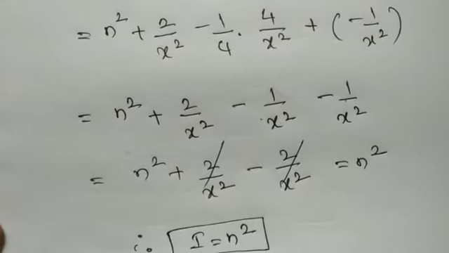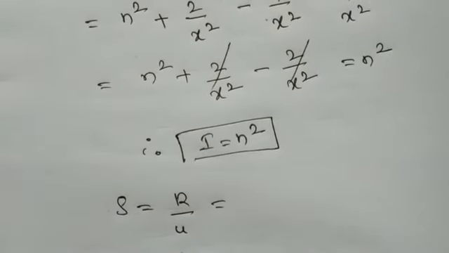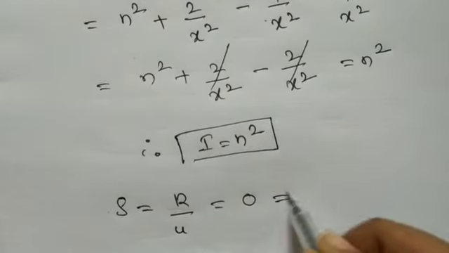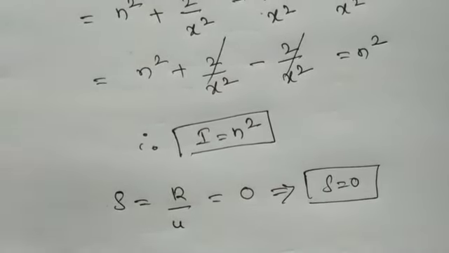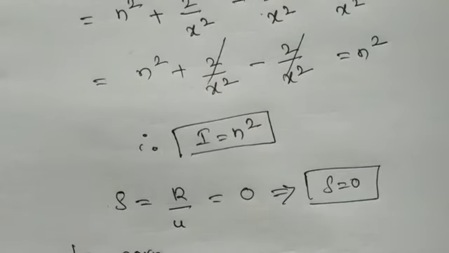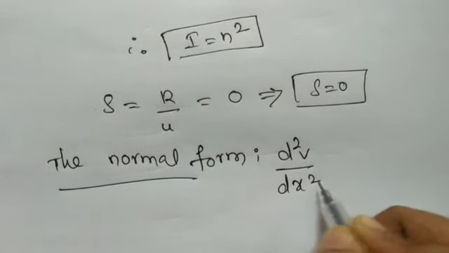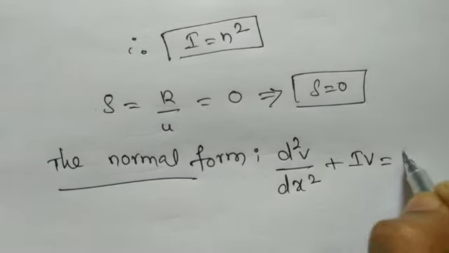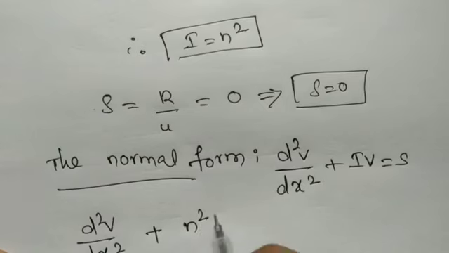Next to find s value. So s equals r by u. Here r value is 0. So therefore s equal to 0. Next to find the normal form. So the normal form is d square v by dx square plus Iv equal to s. So d square v by dx square plus n square v equal to 0.